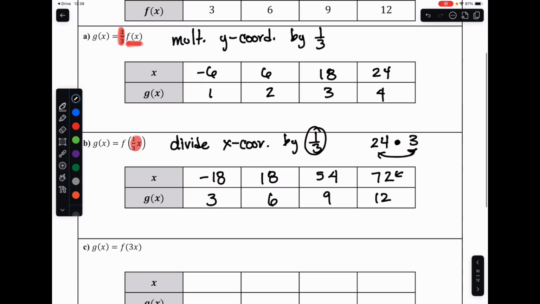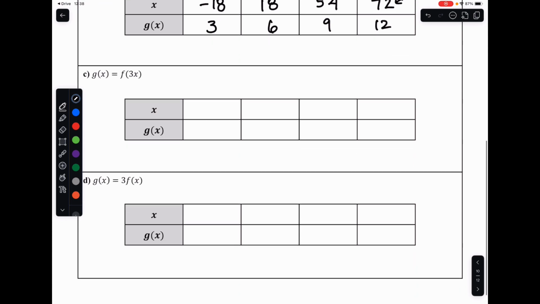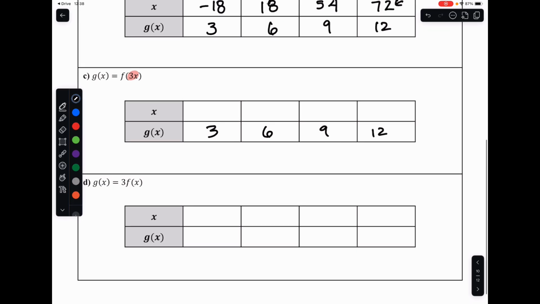Let's now look at the last two examples. The last two examples have to do with 3. And just like with example C, notice that the 3 on this one is on the inside. So that's going to affect, yet again, the x values. So our y values are going to stay the same: 3, 6, 9, and 12. And instead of multiplying the x values by 3, we're going to divide them by 3.